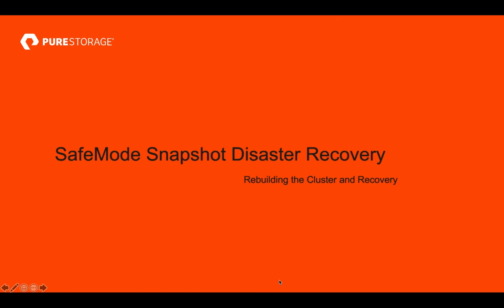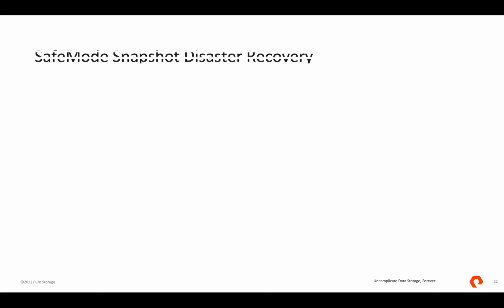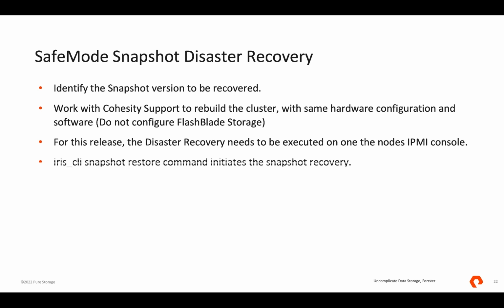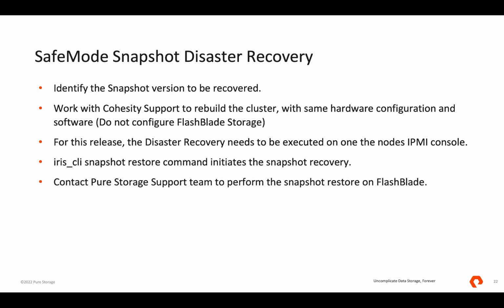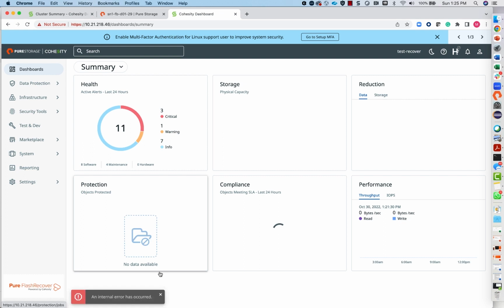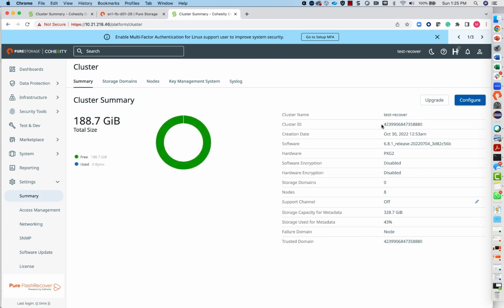Complete disaster recovery. In order to perform a complete disaster recovery from SafeMode snapshots on a new cluster, you need to rebuild the original FlashRecover cluster with the same version, with applicable patches and the hardware configuration on which the snapshots were performed. To rebuild the cluster, please reach out to the Cohesity support team. Record the cluster ID information for the older cluster, as this will be required to perform the recovery. After the Cohesity cluster is built, do not register the FlashBlade to the cluster. That is, do not perform the FlashRecover storage deployment.